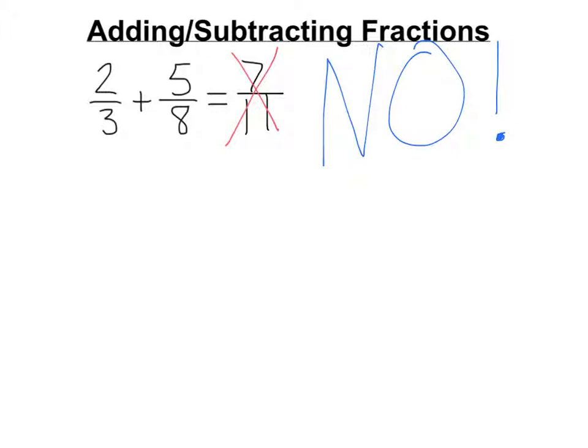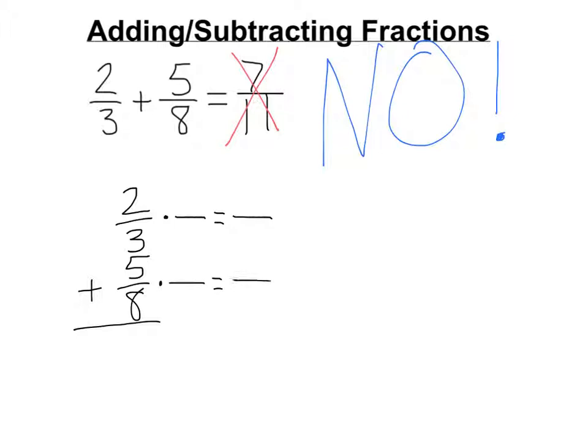The proper way to do this problem would be to set it up vertically. And from here, I need to change these to have the same denominator. Well, I want to change them without changing their amounts. So remember, we use forms of 1, because when you multiply by 1, the amount doesn't change. So I'm going to multiply each of these by a form of 1, so that in the end, my denominators will be the same.